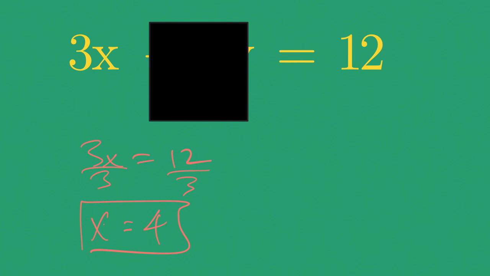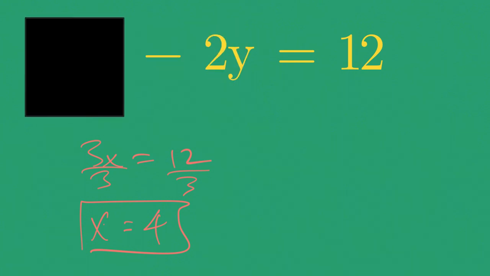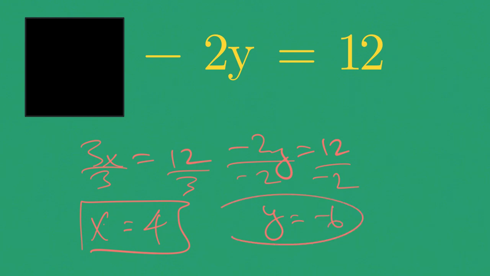Then we're going to take the box. We're going to slide it over. Let's cover up our x term now. What's left if we cover up x? Negative 2y equals 12. How do we solve? Divided by negative 2. And 12 divided by negative 2? Negative 6. There's your y-intercept.